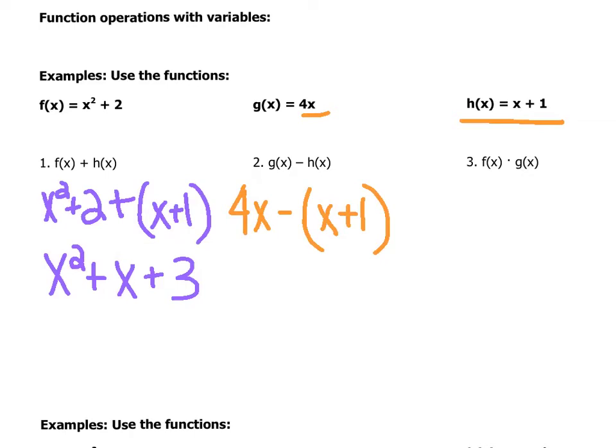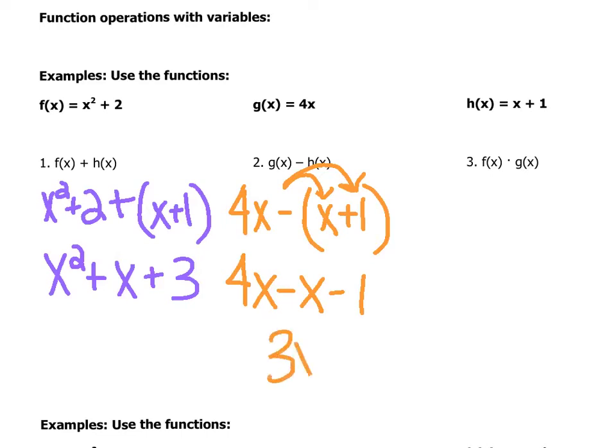Go ahead, Corey. Yes. That negative sign is like a -1, and that needs to be distributed to both parts of that quantity. So we have 4x minus x minus 1. Simplify by combining the like terms. What is the simplified answer here? Lenny? 3x minus 1. Very good.